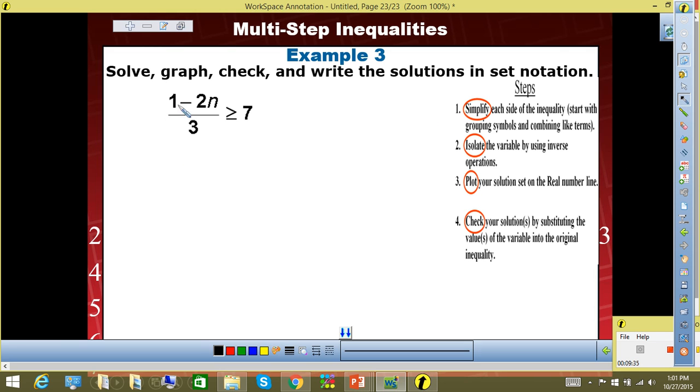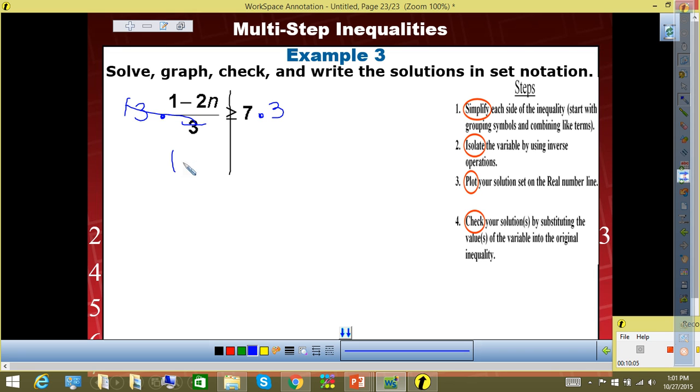Example 3 says 1 minus 2n over 3 greater than or equal to 7. So what would be the very first thing we do, everyone? Very good. Line down the inequality symbol. Tell your neighbor the second step. Times 3 to both sides of the inequality symbol. This becomes 1 minus 2n greater than or equal to 21.